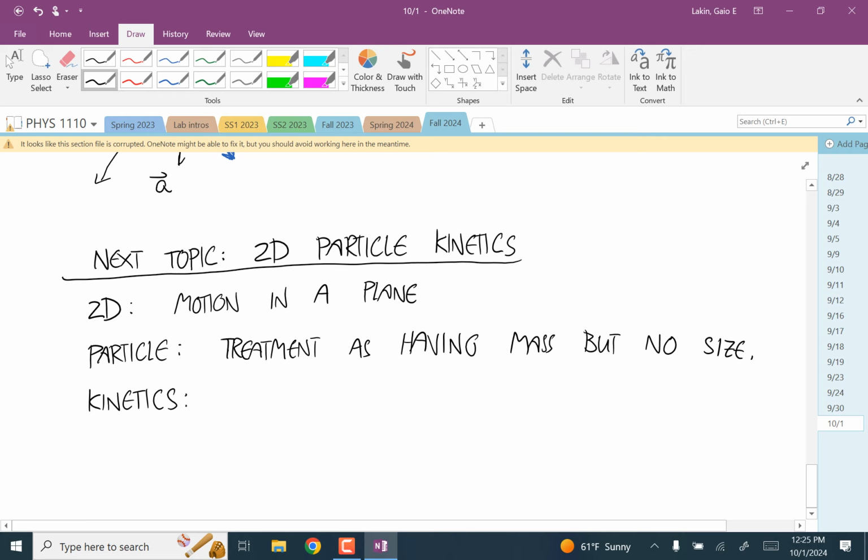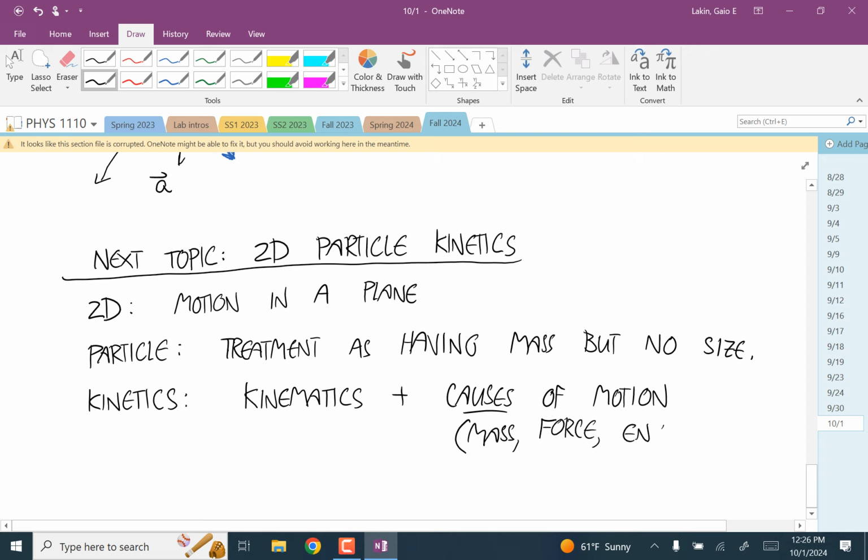What we were doing before was kinematics, the slightly longer word. Now we're going to the shorter word, and we're basically just upping the complexity a little bit. So kinetics is kinematics plus the causes of the motion. And those causes are mass, force, later it'll be energy. Okay, so we haven't dealt with this stuff yet, but now we're starting to.